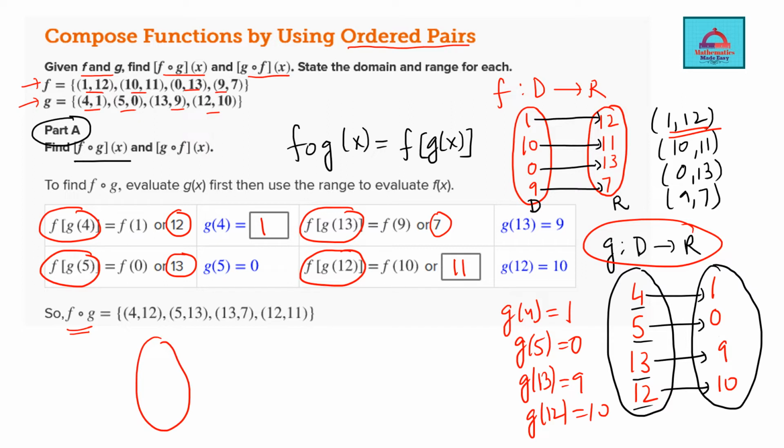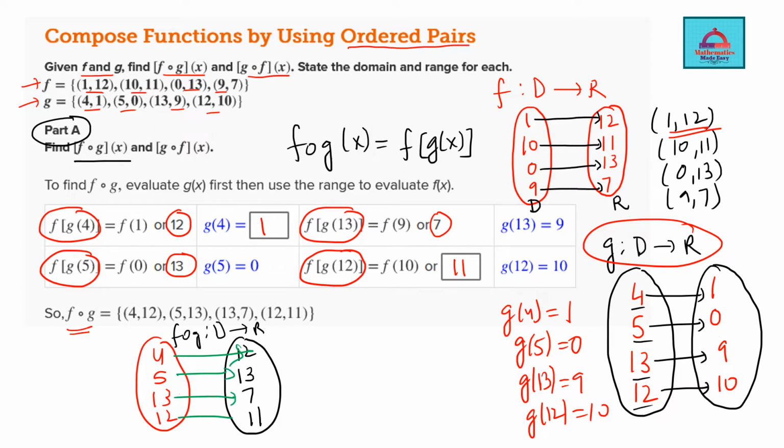And where are 4, 5, 13 and 12 going? Now we are writing the FOG function from domain to range. So it is going to 12, 13, 7 and 11. So the function will go from 4 to 12, 5 to 13, 13 to 7 and 12 to 11. So therefore these are the 4 ordered pairs. I hope drawing the function helped you in understanding these questions using ordered pairs well.